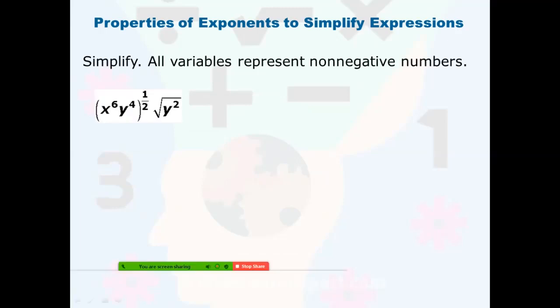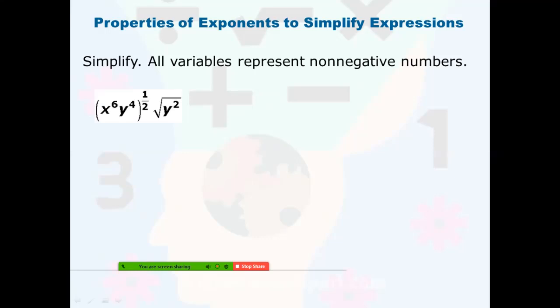Now this says x to the sixth power, y to the fourth, and the whole thing to the power of half, times the root of y squared. Okay, now let's solve this one by one. As you know, they are inside parentheses, which means you have to multiply each of them. So I'm going to be multiplying 6 with 1/2, 4 with 1/2, and then I need to remove the root. What is the index of this? It's going to be a 2.